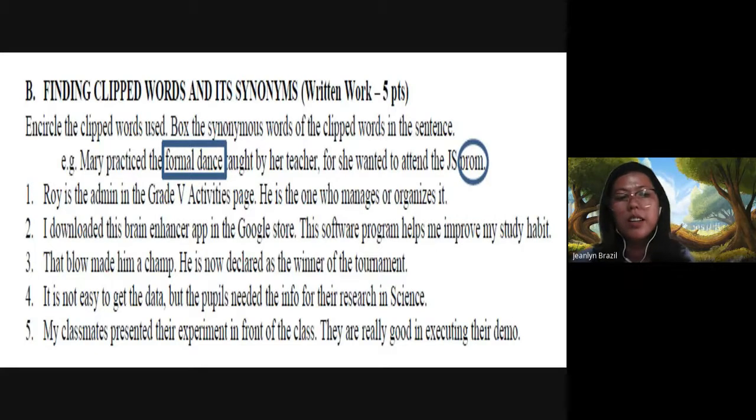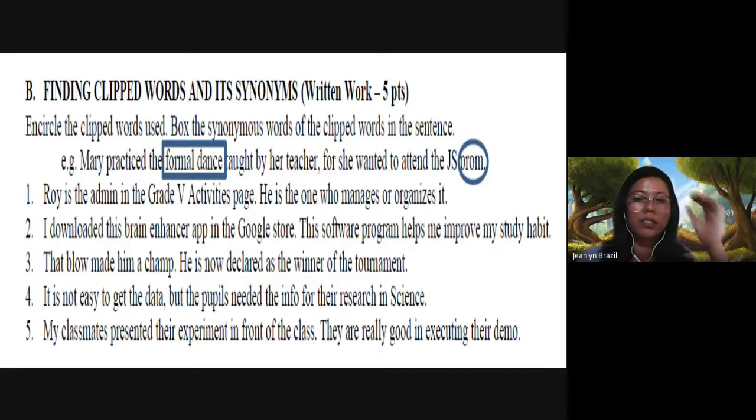Number four, it is not easy to get the data, but the pupils needed the info for their research in science. Number five, my classmates presented their experiment in front of the class. They are really good in executing their demo. So those are the 5 sentences. Identify the clipped words in each sentence. You also need to box or determine the meaning of the clipped word in each sentence.